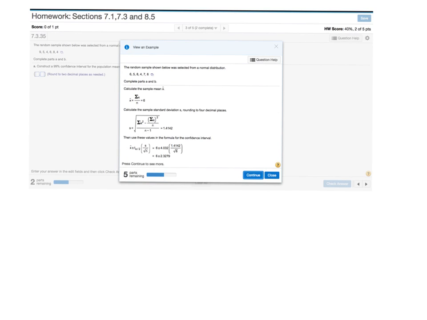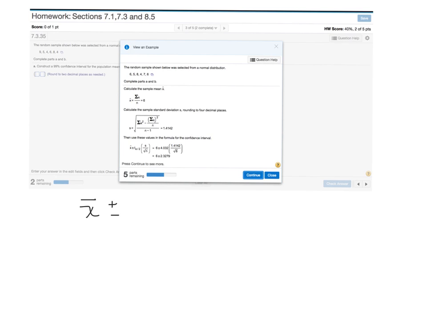In this exercise, you're basically asked to construct a 99% confidence interval for the population mean using the sample of 5 random values selected. So when you're constructing a confidence interval, the formula for a confidence interval for a population mean is found by taking your sample average, x bar, plus or minus what's called your margin of error.